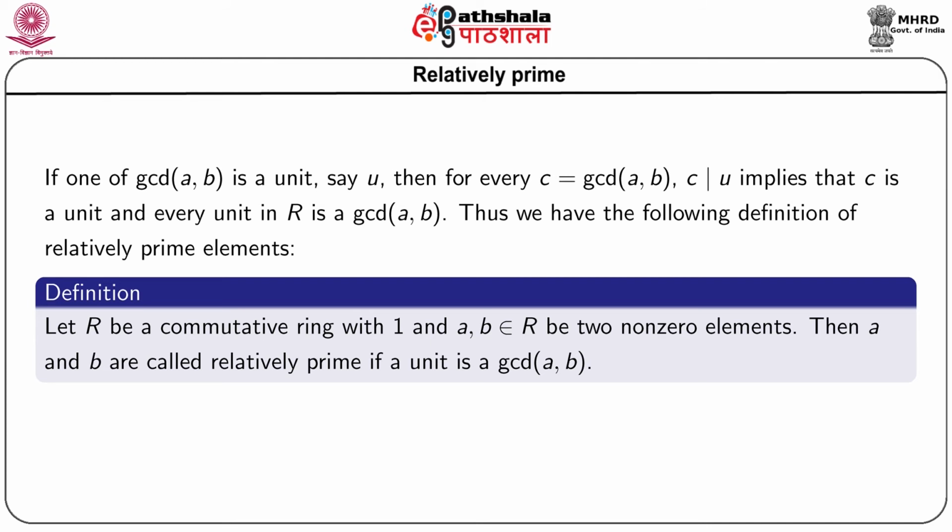Suppose R is a commutative ring with 1 and a, b belonging to R are two non-zero elements, then a and b are called relatively prime if some unit is a GCD of a, b. Again note that if a unit is a GCD of a, b, then every unit is a GCD of a, b and 1 is also a GCD of a, b.